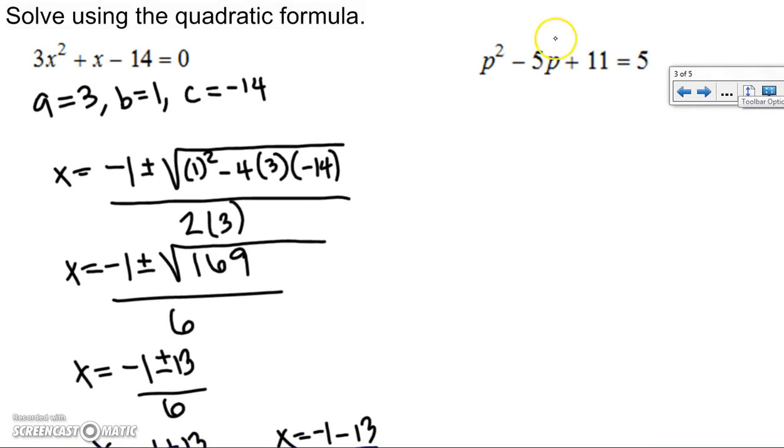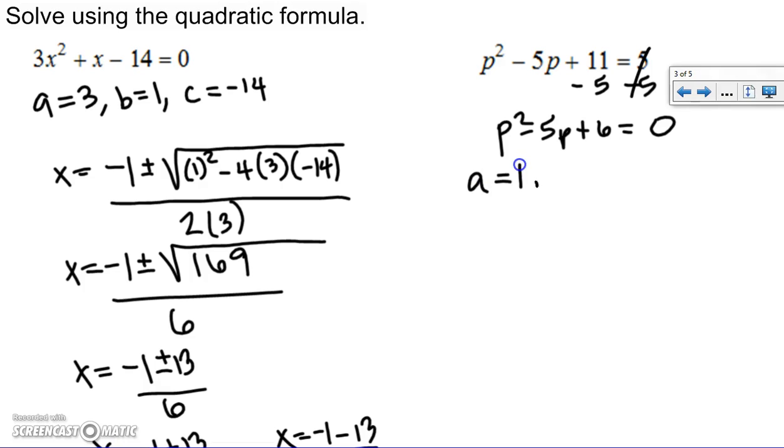Okay, last problem. It is not set equal to 0, so what I can do is subtract my 5 to the other side. However, there is a like term with it. 11 and negative 5 now are like terms, so I need to combine those together. So I get p squared minus 5p plus 6 equals 0. So if you ever can combine it with a like term, make sure you do. Go ahead and identify a, b, and c now. So a is 1, b is negative 5, and c is positive 6, because 11 minus 5 is still positive 6.